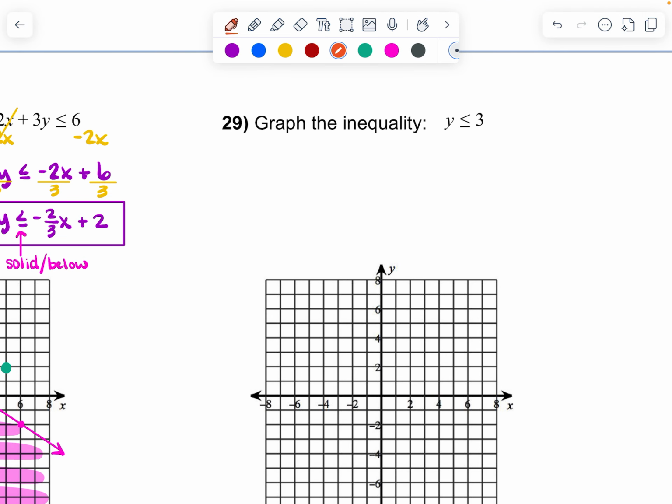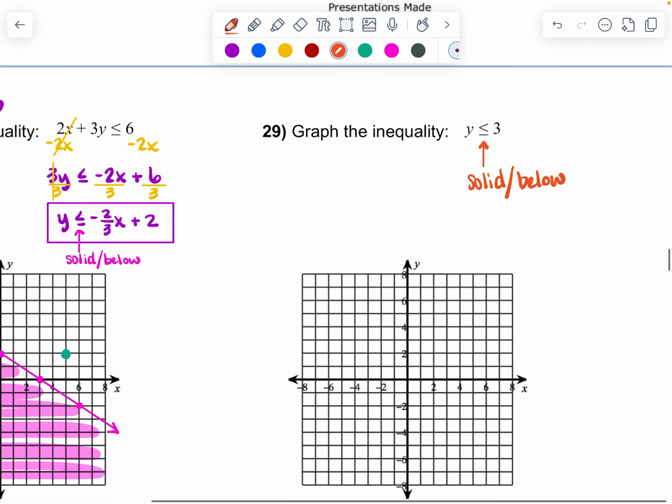All right, number 29. All right, so graphing this one, he's already in y equals mx plus b form, right? Notice the slope is 0, all right? So it's a horizontal line. There is an equal to bar, so that's going to be a solid line. And this one's also less than, so it's going to be shading below.